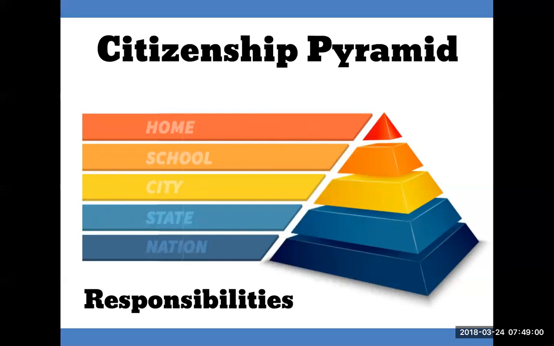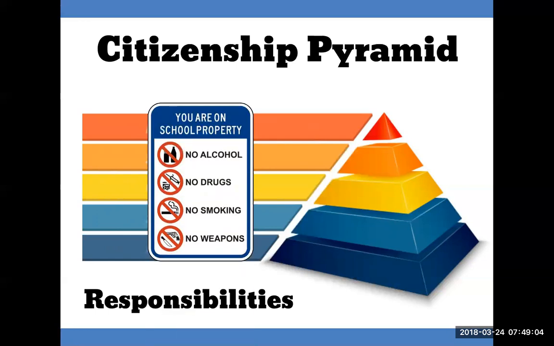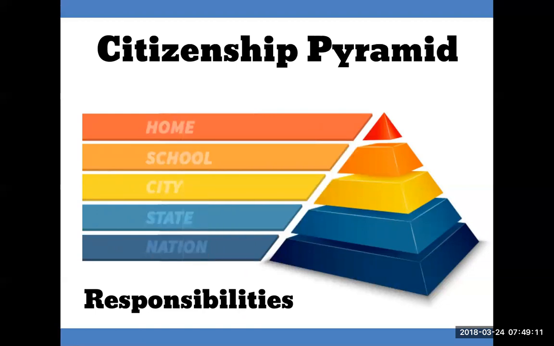At school, you're responsible to follow the following rules. These rules might be no alcohol, no drugs, no smoking, and no weapons on school grounds. Remember, we already learned that school rules usually tell you what not to do. So we can put in this area, behave in class, and do not bring banned items into school.